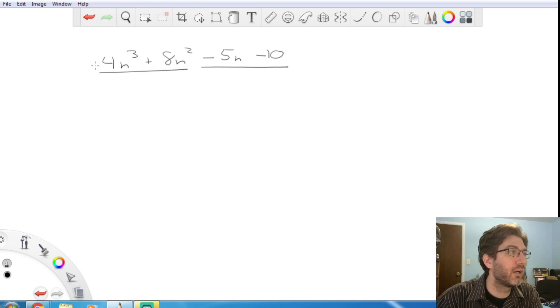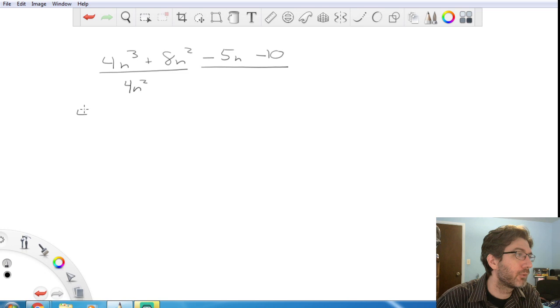So here I have 4n cubed, and here I have 8n squared. Well, looking at just the numbers, 4 and 8 share a common factor of 4, so I can take out a 4. And then n cubed and n squared share common factors of n squared. So I'm going to divide it by n squared. And again, I'm going to do that to each term. So 4n cubed divided by 4n squared is going to leave me with just n.